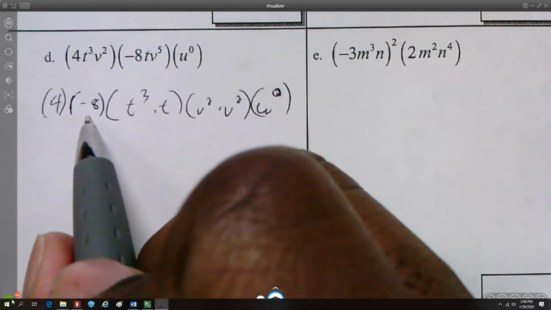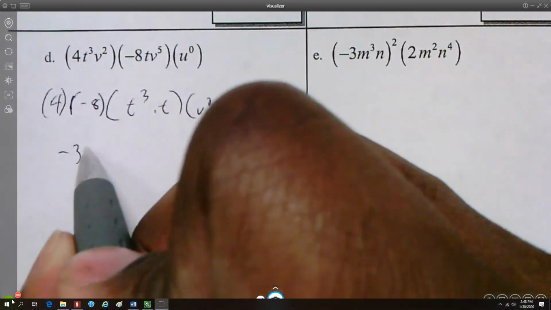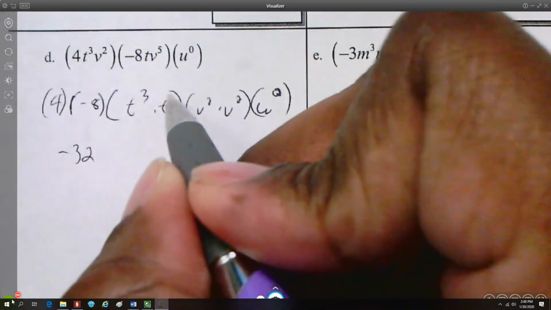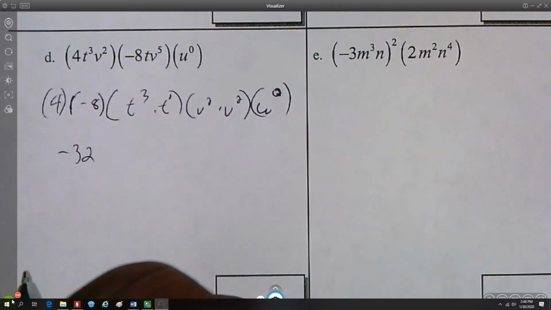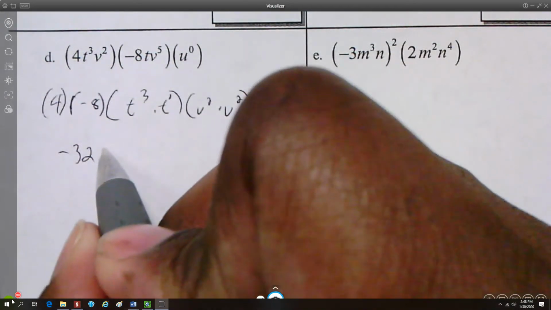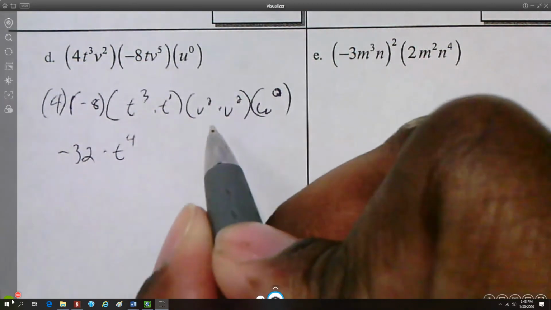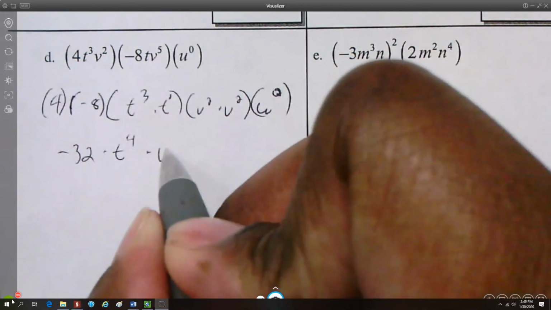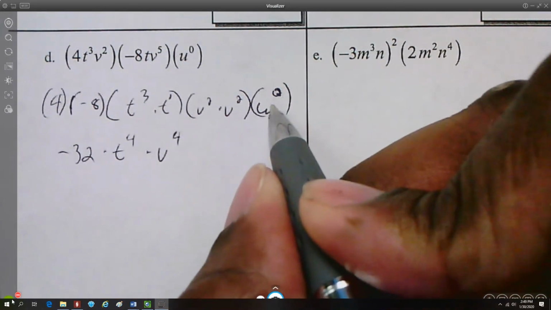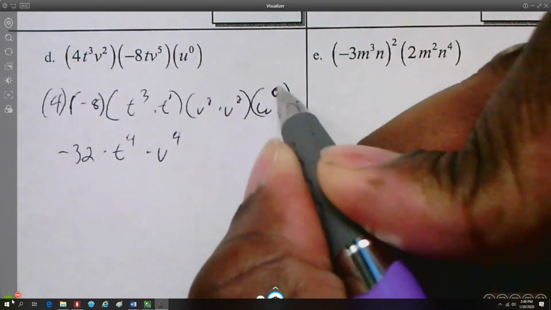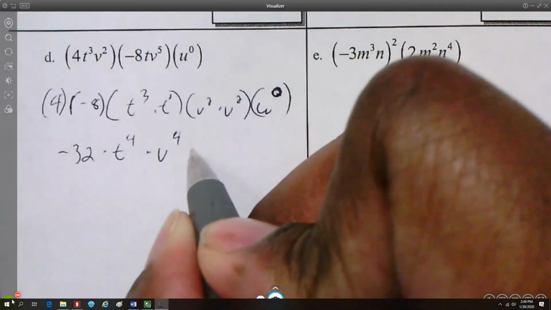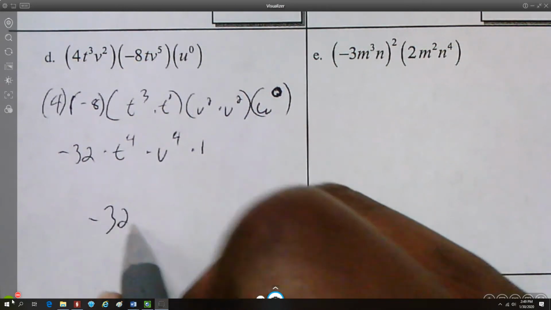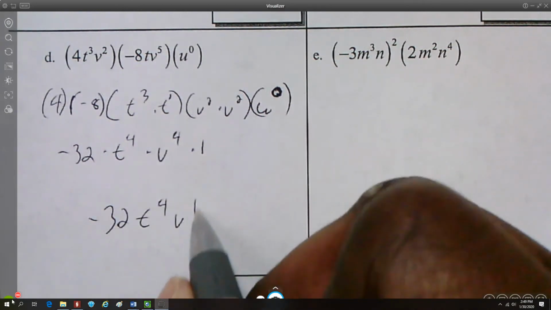Well, what is 4 times negative 8? It's negative 32. What is t to the 3rd times t to the 1st? As I understood, if there's no exponent, it's a t to the 1st. We should get t to the 4th. What is v to the 2nd times v to the 2nd? We should get v to the 4th. And u to the 0, we should just know any number to the 0 power is always 1. So our final answer is simply negative 32 t to the 4th v to the 4th.